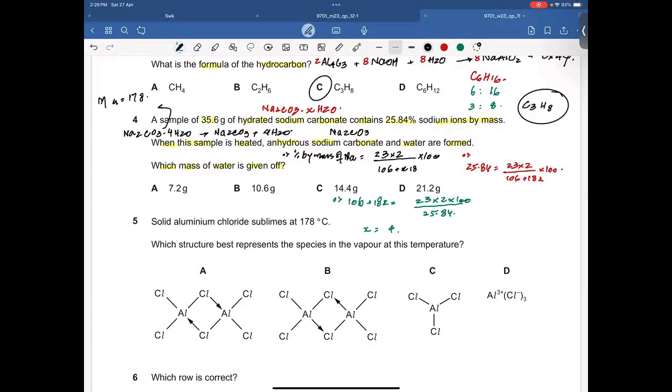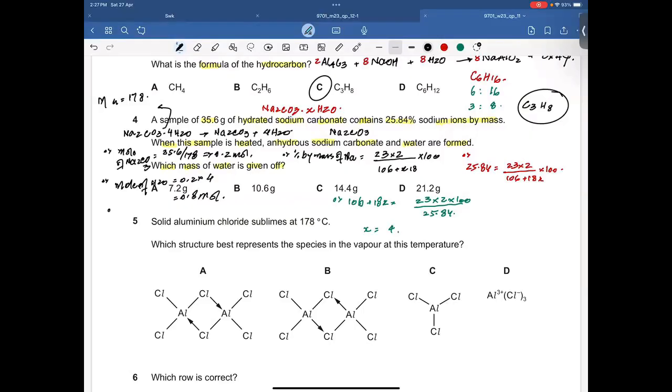Okay. So let me get the moles of sodium carbonate. 35.6 divided by the MR, which is 178. So it's going to be how much? 35.6 divided by 178 is going to be 0.2 mole, right? Now sodium carbonate and water has a 1:4 ratio. So moles of water is going to be 0.2 times 4, which is 0.8 mole.